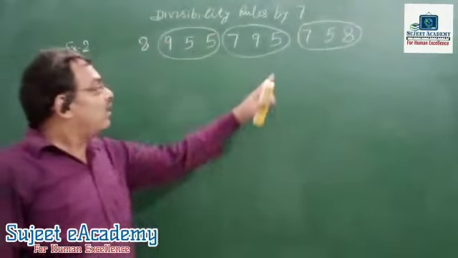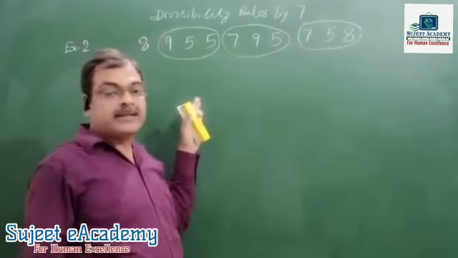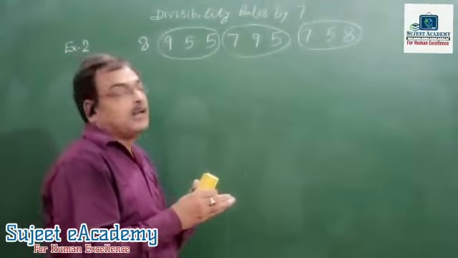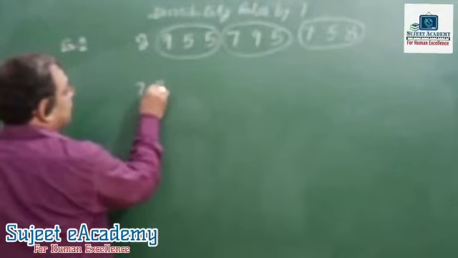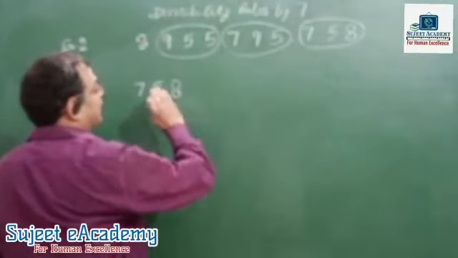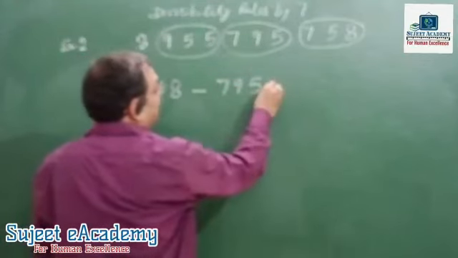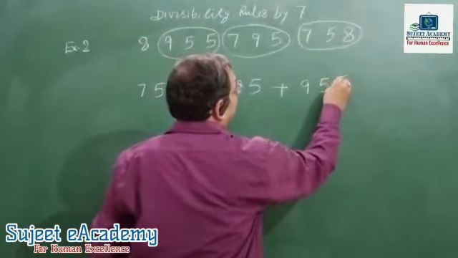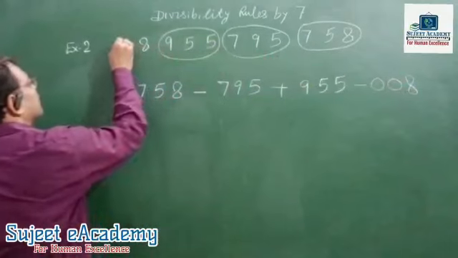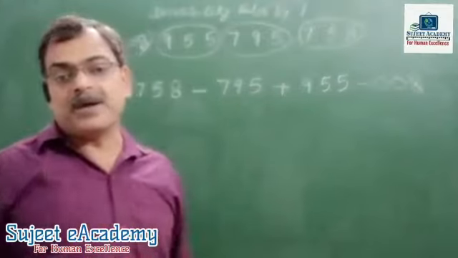Now from the last, select them and alternate positive and negative signs. You arrange 758 as the first triplet, positive. Another group is negative, then another one is positive, 955, and the next one is again negative. So this type of arrangement.